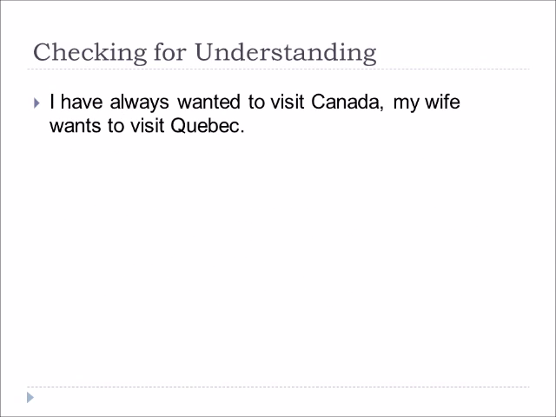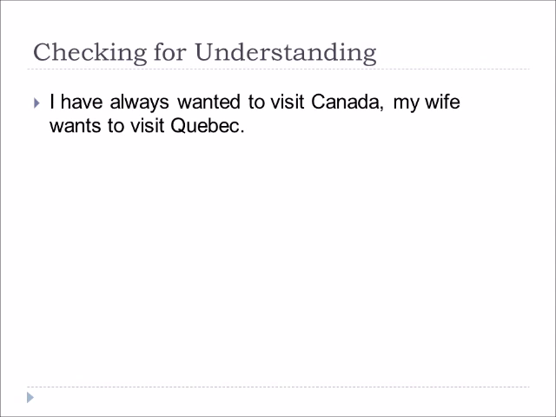Try again. I have always wanted to visit Canada, my wife wants to visit Quebec. Is this a compound sentence? The answer is it's incorrect. I have always wanted to visit Canada is an independent clause. My wife wants to visit Quebec is an independent clause. But I do not have a comma with a coordinating conjunction. Are you with me? I have a comma, but no coordinating conjunction. This is an incorrect grammatical error.